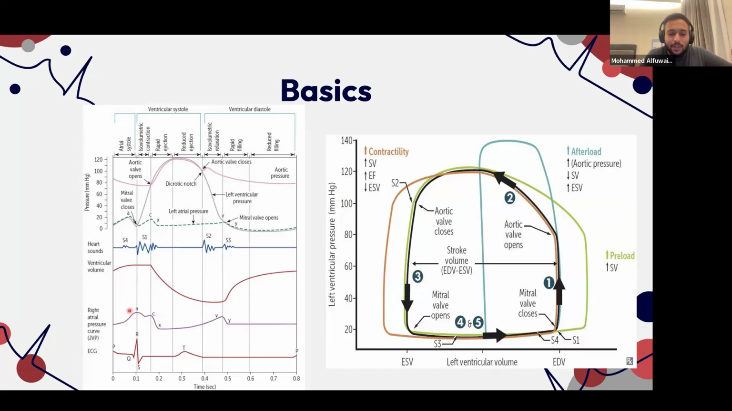But to really think about it, if you have mitral stenosis, the C wave will be high, okay? That's an example of it. So yeah, these are the normal changes that happen.